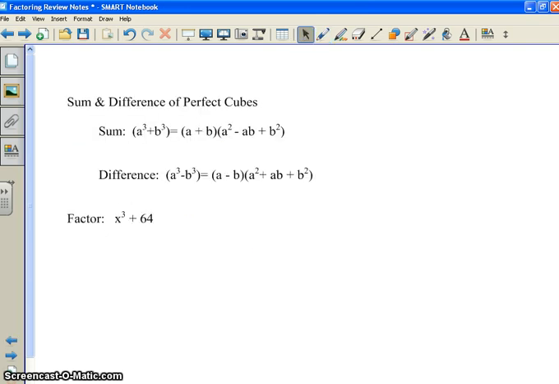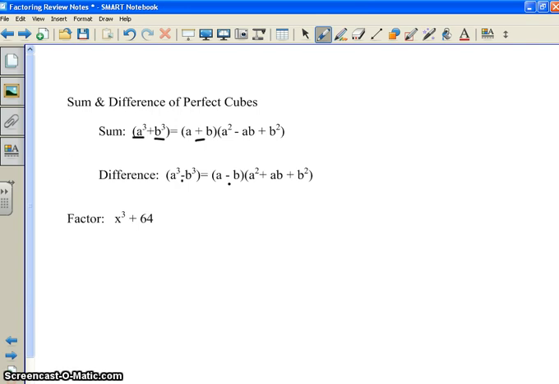Next up, we have the sum and difference of perfect cubes. So now when you're trying to factor a binomial in which both pieces are perfect cubes, you have to look at the sign you're working with. If there's a plus sign between them, then the first set of parentheses has a plus sign. If your two perfect cubes have a minus sign between them, the first parentheses is a minus. And in that first parentheses, essentially the a and the b are the cube roots of the a cubed and the b cubed.